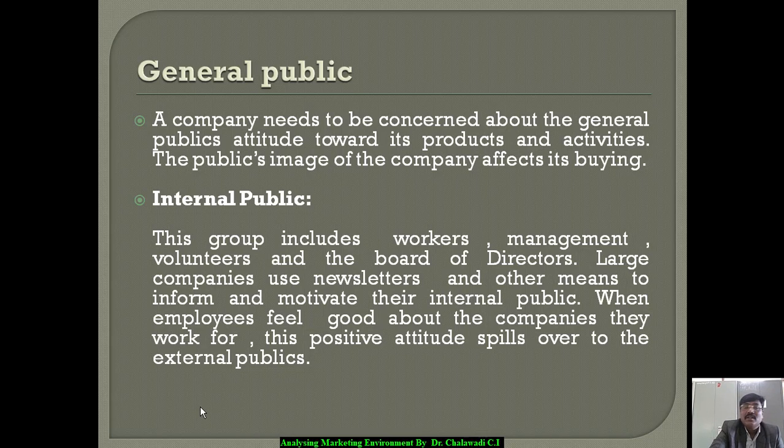And internal public means this group includes workers, management, volunteers and the board of directors. Internal public is nothing but the workers who are working in my company, the management, the volunteers and the board of directors. Particularly large companies use newsletters and other means to inform and motivate the internal public. They will give detailed information to the people who are working in the company. For example, when employees feel good about the companies they work for, this positive attitude spills over to the external public, right?